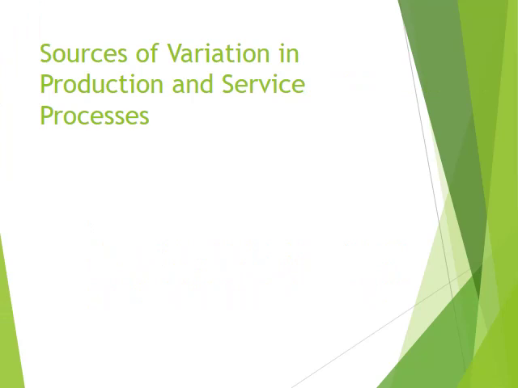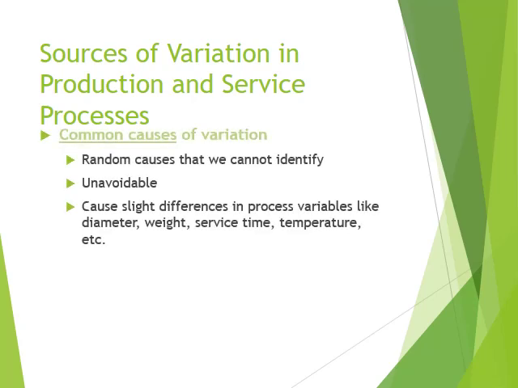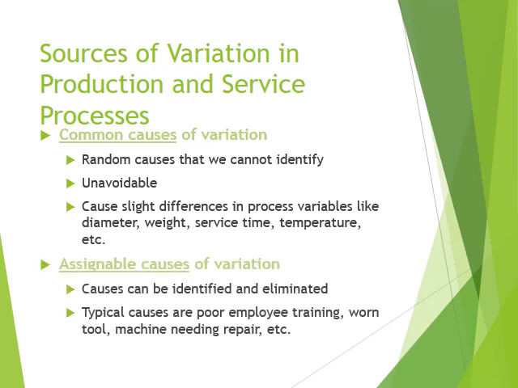Okay, control chart is a source of variation in production and service processes. The common causes of variation are random causes that we cannot identify, unavoidable causes like differences in process variables such as diameter, weight, service time, temperature, and so on. Assignable causes of variation can be identified and eliminated. Typical causes are poor employee training, worn tools, and machines needing repair.